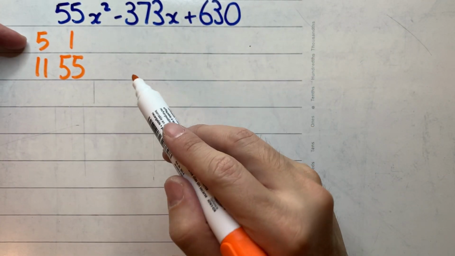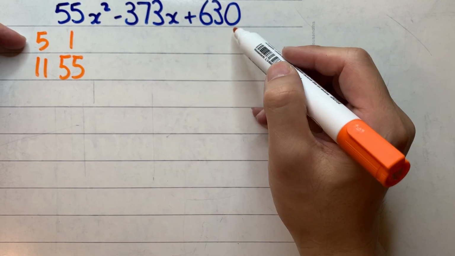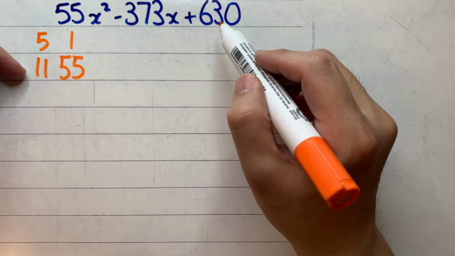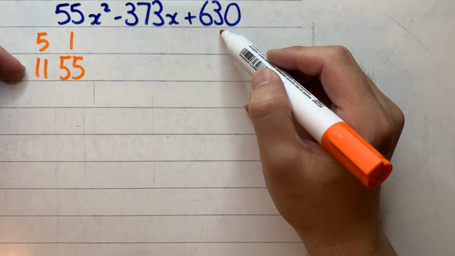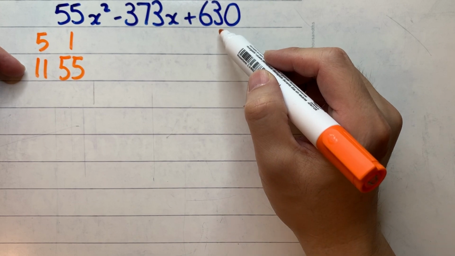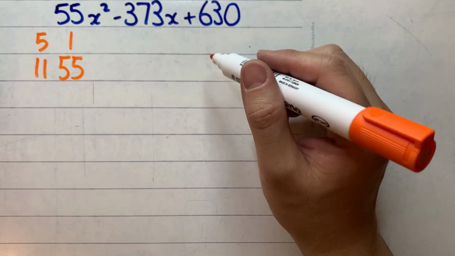Given that a multiple of 5 is quite easy to find, 630 is a multiple of 5, but the 373 is not a multiple of 5, and even though 11 is a factor, it is not a multiple of 11. 660 is, but 30 less is not. 33 less is close, but not. So no, we don't have any common factor.